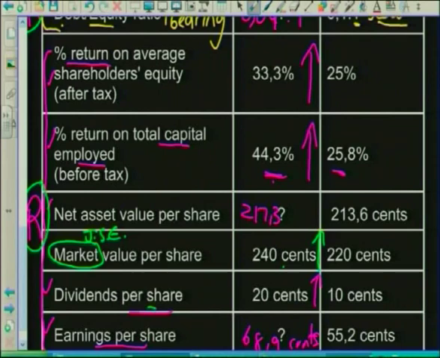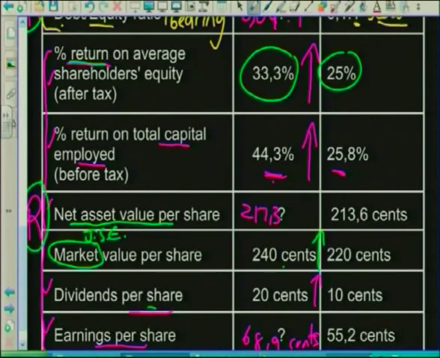If we look at these ratios, let's look at percentage return on average shareholders' equity. In 2007, the return was 25%. In 2008, this return has increased to 33.3%. So obviously, guys, your shareholders will be extremely pleased with this return. Let's look at your net asset value per share. The shares were worth 213.6 cents in 2007. In 2008, the value of the shares has increased to 217.3 cents. Again, this would please your shareholders, because if they have to sell their shares, they're going to get much more for their shares.